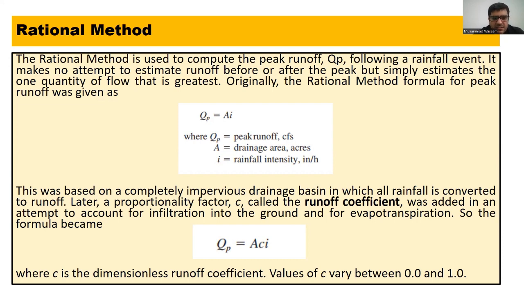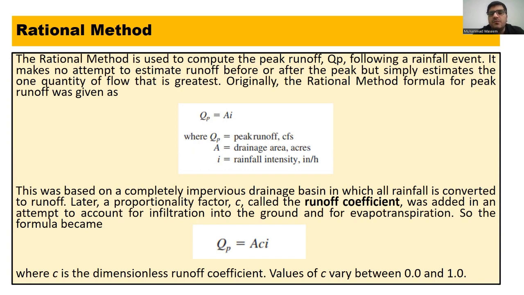This rational method is based on a completely impervious drainage basin. Impervious means that all the rainfall is converted to runoff because there will be no losses. So later, a proportionality factor C, called the runoff coefficient, was added to the formula. Why was it added? To account for the infiltration into the ground and for the evapotranspiration losses. So the formula was changed from QP is equal to AI to QP is equal to ACI, where C is the dimensionless runoff coefficient, and its value varies from 0 to 1.